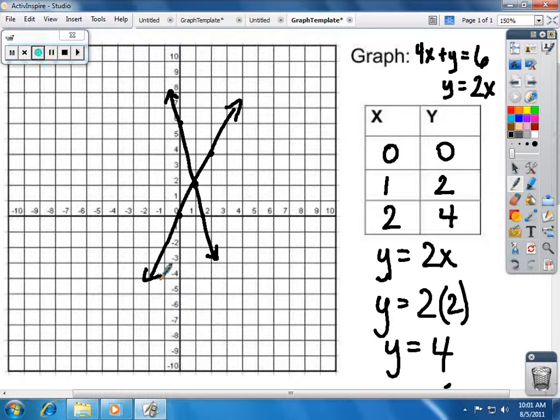Now, where those two graphs intersect, right here, that is the solution to this system of equations. And the reason that that is the solution is because this is the point, right here, that satisfies both of those equations at the same time. Meaning if you put the value 1 in for x, you will get the value 2 for y in both equations. So this is how we can find the solution to a system of equations by graphing. If you have any questions, please let me know.